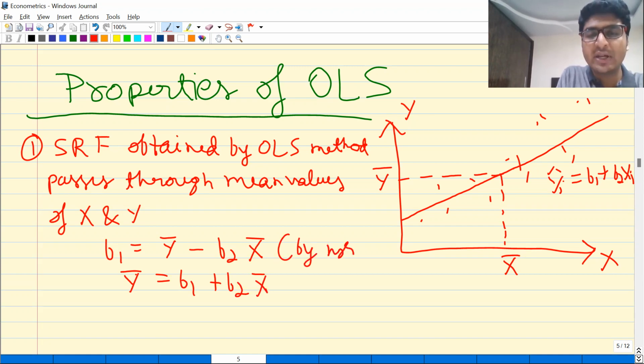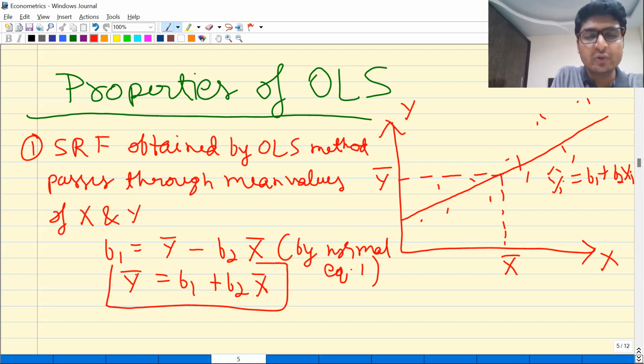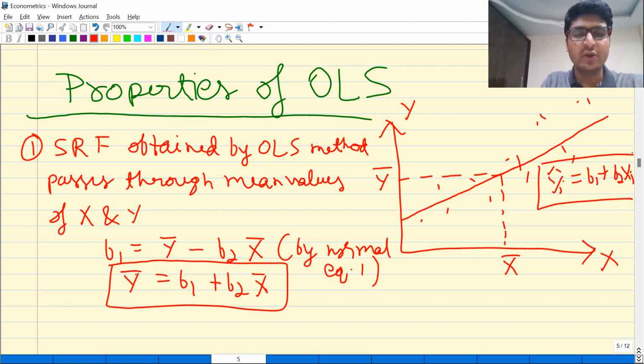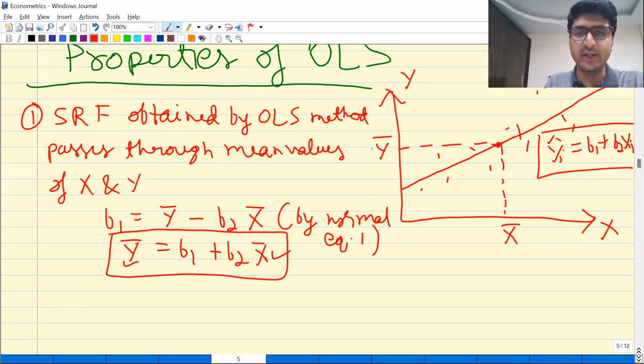So this is normal equation 1 that we derived using OLS, right? So y bar is equal to b1 plus b2 x bar. Since this is true, then obviously ये इसी इक्वेशन पर बेस्ड है. So obviously this sample regression line will always pass through x bar and y bar. ठीक है. So this thing is true by the construction of OLS.